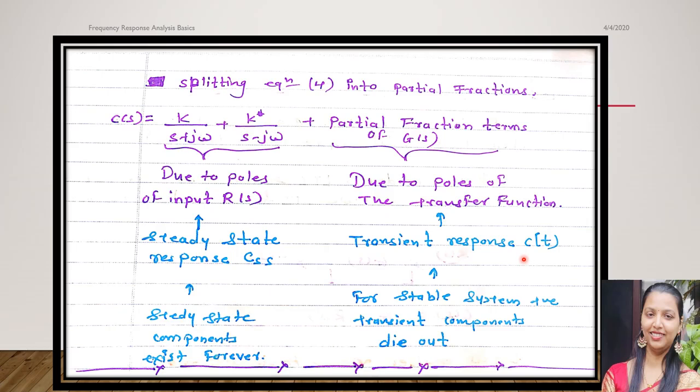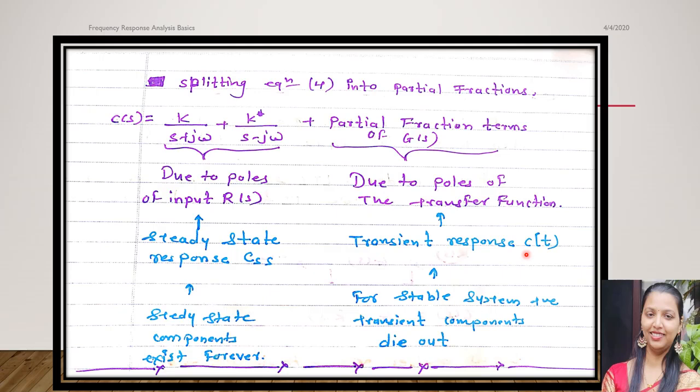Splitting equation number 4 into partial fractions, we can write C(s) equal to K upon (s plus jω) plus K star upon (s minus jω) plus partial fraction terms of G(s). The first two terms are due to the poles of input R(s). Partial fraction terms of G(s) are due to the poles of the transfer function.